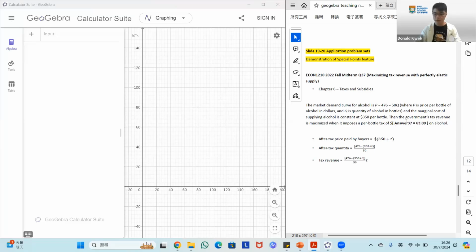As the marginal cost of alcohol is constant at $350 per bottle, the supply curve is actually horizontal and perfectly elastic. This means that when there's a per unit tax of $T, the price paid by buyers will become 350 plus T accordingly. The whole tax burden will be shifted to the buyers. Thus, the after-tax quantity will simply be the corresponding quantity from the demand curve at the price of 350 plus T.